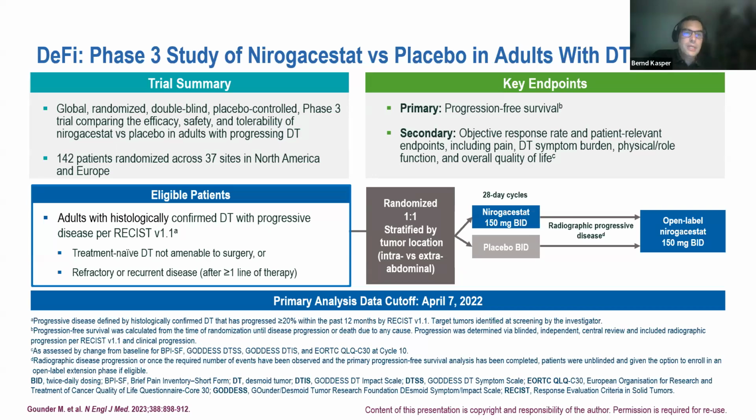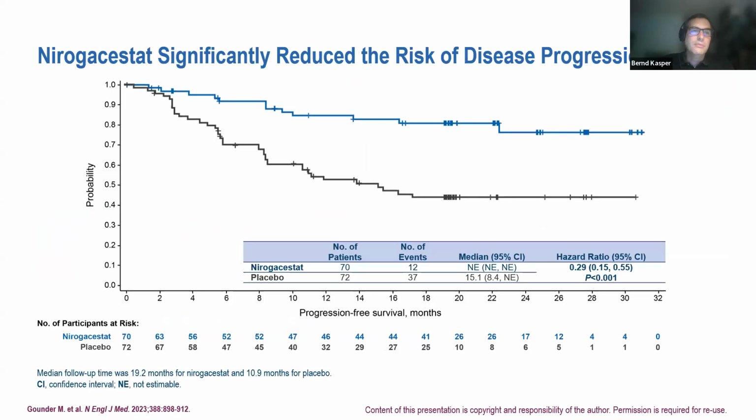We looked at different endpoints. The primary endpoint was progression-free survival, and we looked at a couple of secondary endpoints, such as response rate and a lot of patient-related endpoints, such as pain, symptom burden, physical role functioning, overall quality of life. The next slide shows the primary endpoint, and that was absolutely positive, of course. You do not often see Kaplan-Meier curves like that, but this clearly shows that nirogacestat reduced the risk of disease progression compared to placebo. Nirogacestat is the blue line and placebo is the black line, and it reduced the risk of disease progression by 71%, which is extremely high.